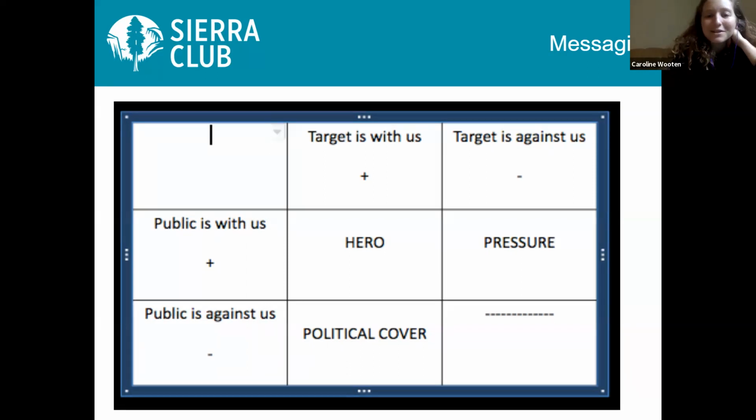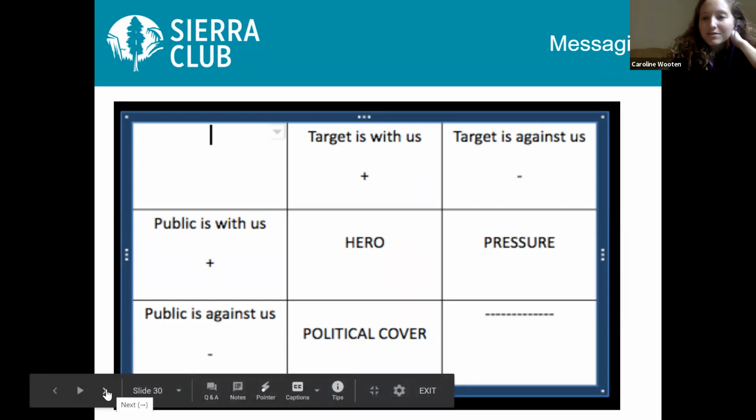So anyway, it's tricky. And then if the target is with you, but the public is against you, then you want to be creating political cover for them. And if the public is against you and the target's against you, you might not want to run a campaign. That being said, there's a lot of things that need to be changed about the world, so I don't want to say never say never. Yeah, these are the different types of messaging and approaches you can use.